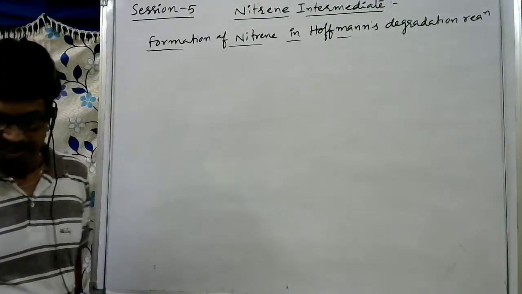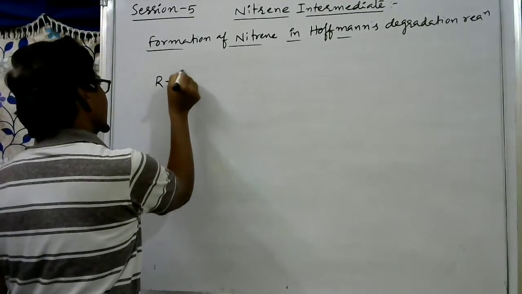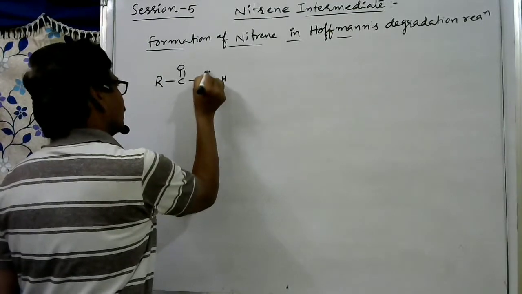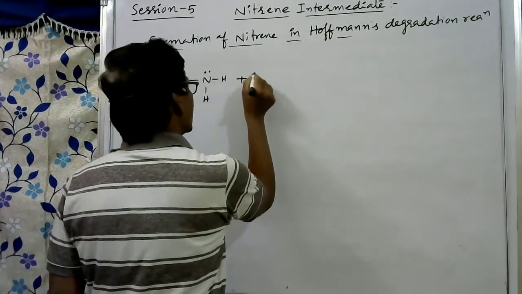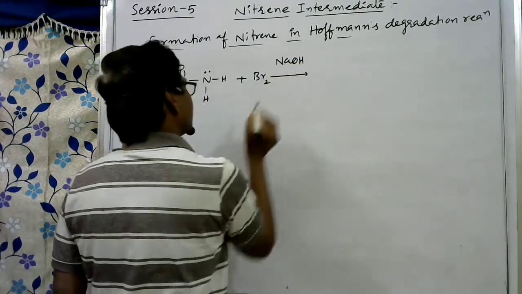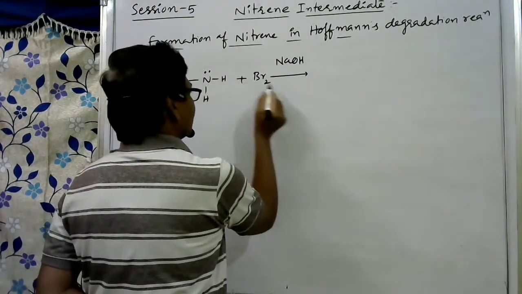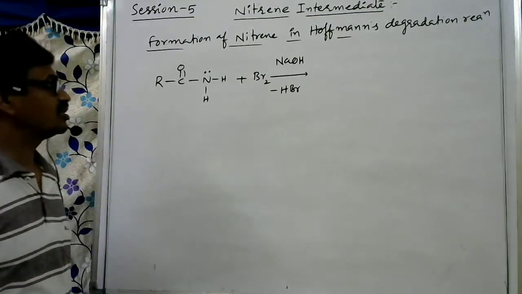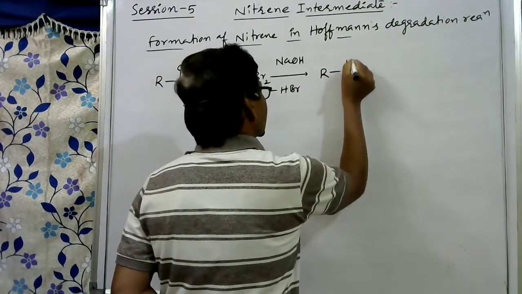In Hofmann hypobromide reaction, we should take this amide: R C double bond O N H2. Here there is a lone pair of electrons already present on nitrogen. Whenever it is treated with bromine in the presence of sodium hydroxide or potassium hydroxide, one hydrogen is eliminated with bromine as HBr. This HBr combines with sodium hydroxide and forms water and NaBr. That is different. Here just observe how nitrene is produced.